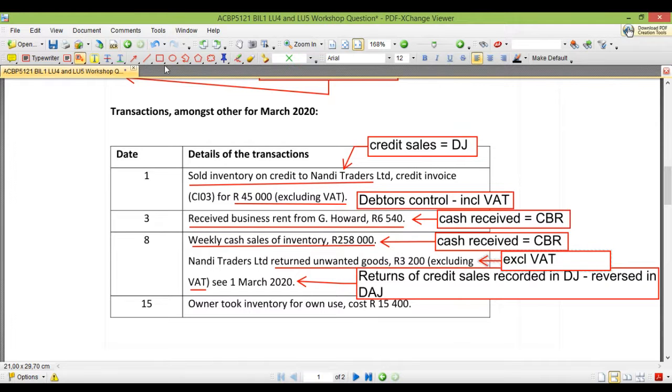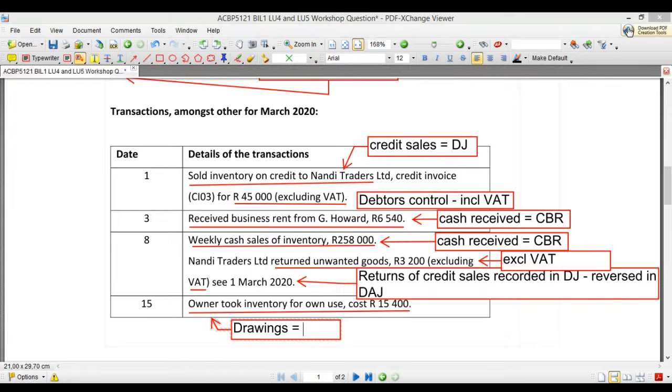Just going to read the last transaction and then we'll move over to the Excel file. The owner took the inventory for their own use for a cost of 15,400. When an owner takes something for their own use, it is called drawings. In which journal do we capture this information? And what journal will you capture the drawings? So when an owner takes inventory for their own personal use. Okay, in the general journal, that's correct.